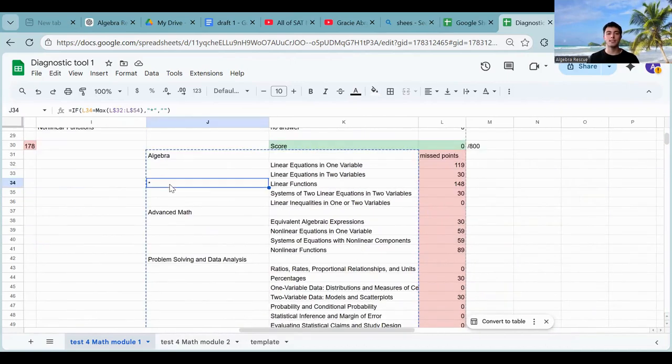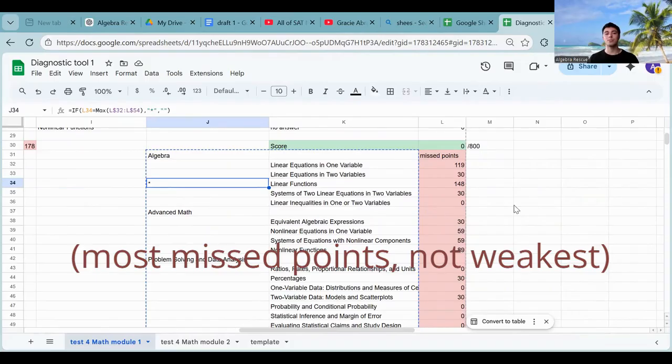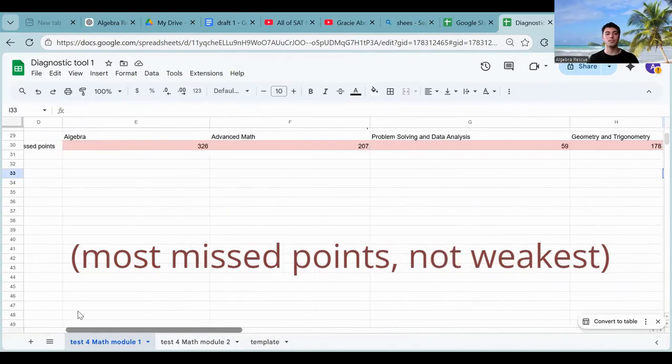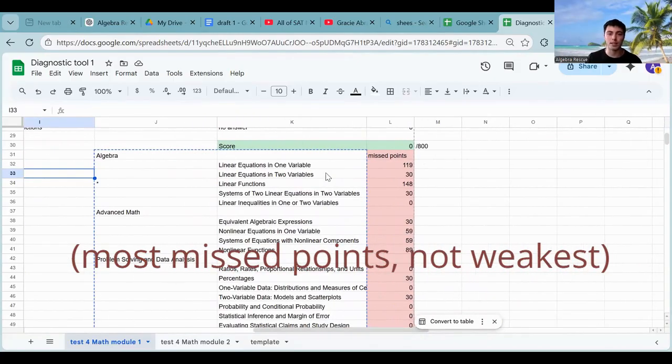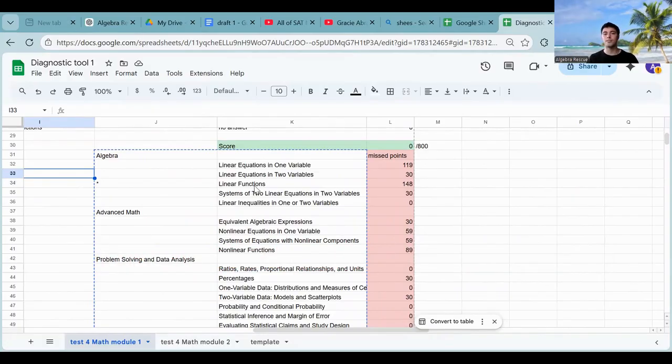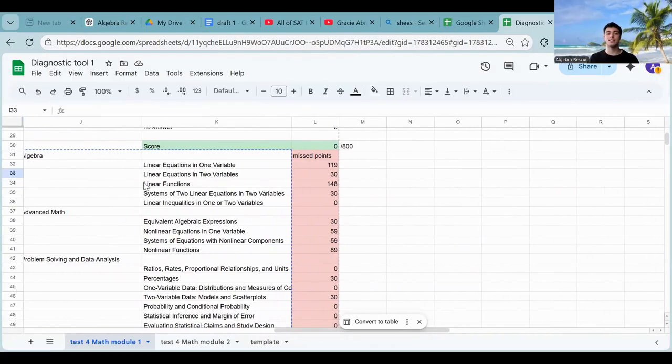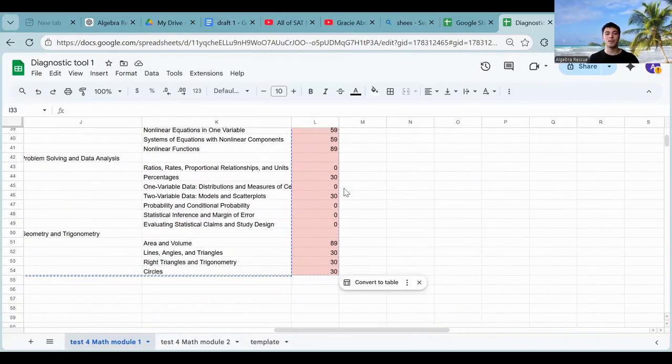Furthermore, we can break it down, and this sheet is automatically going to put a star next to your weakest, not just topic, which we found over here, not just the weakest concept, but the weakest topic or subtopic. So in this case, the highest weighted subtopic was linear functions. Linear functions were worth 148 points. So if you can just recognize linear functions and properties of linear functions, you already are up 148 points.